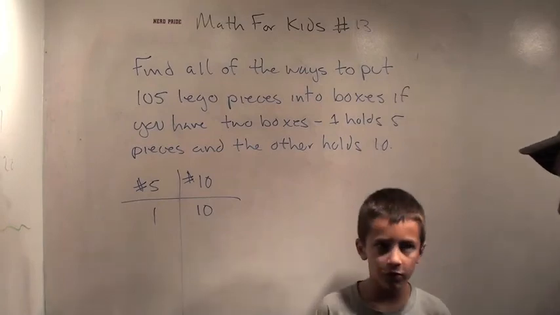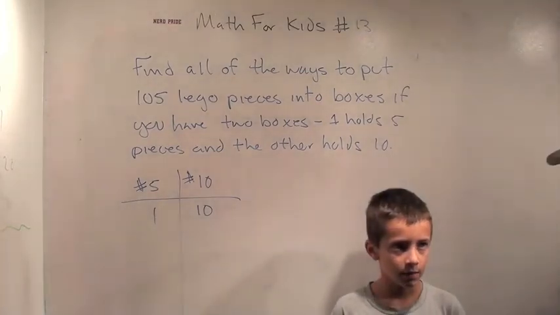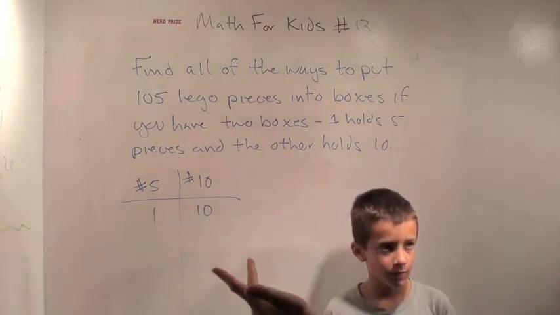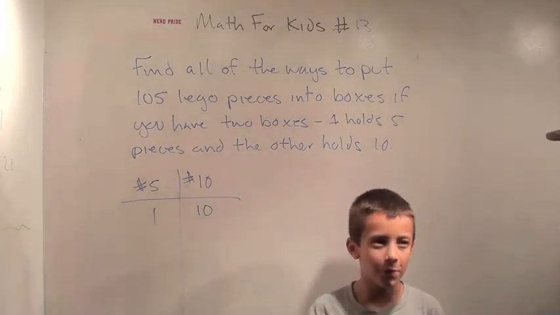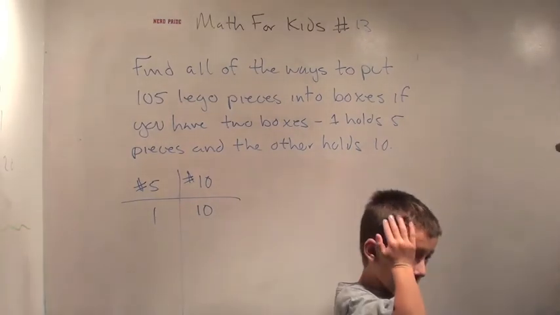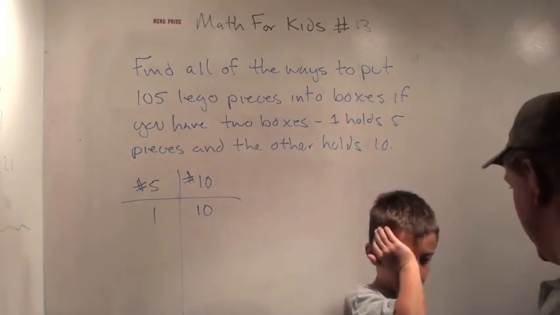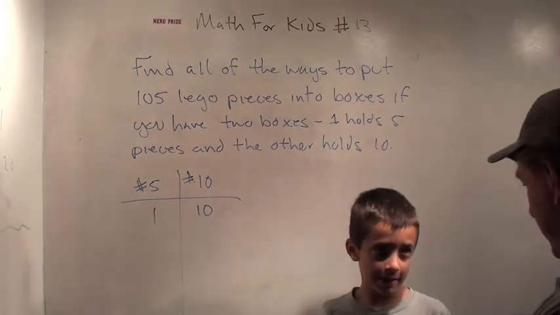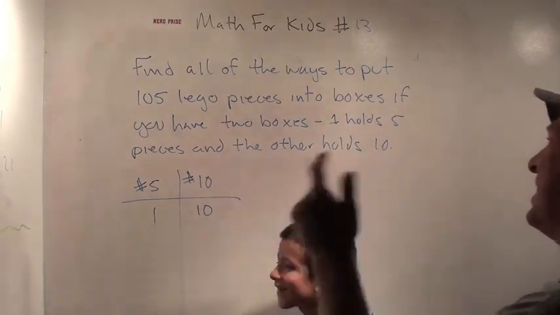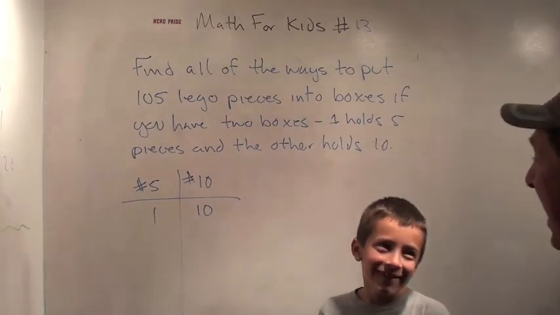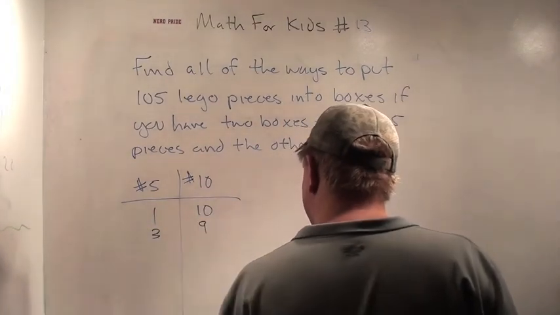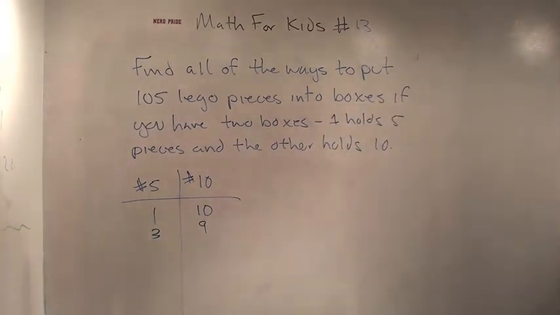Because 3 5s is 15. And then 9 tens is 90. Okay, so 15 plus 90 is 105. Okay, 3 and 9. Alright, what do you think is going to be next?